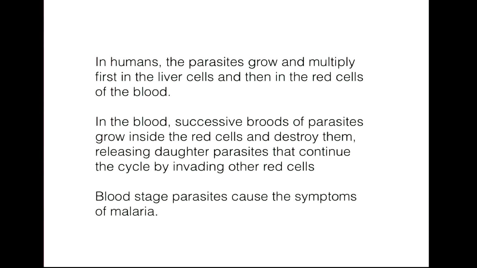So what happens when you're bitten by a mosquito, and the mosquito injects a certain parasite into you? In humans, the parasites grow and multiply first in the cells of your liver and then in the red blood cells. In the blood, these parasites multiply, give rise to broods, and then destroy these cells, breaking them up. This breaking up of the cell releases daughter parasites, and those continue the cycle by infecting other red cells. And it's at this stage that you see the symptoms of malaria. So anemia is one consequence of this, as listed earlier.